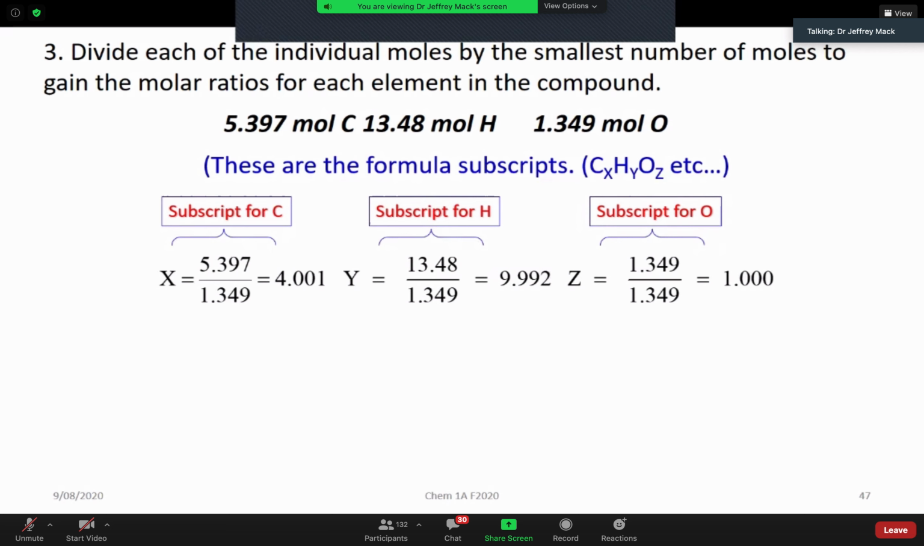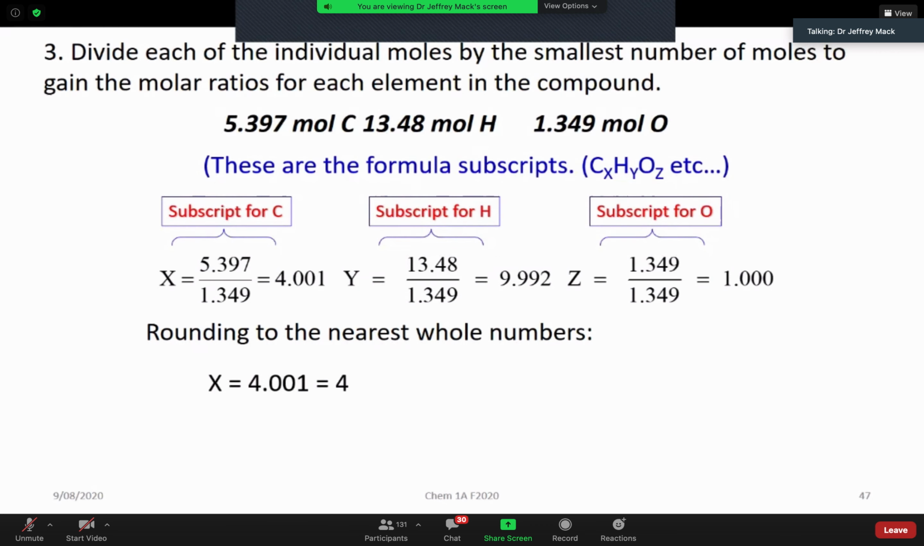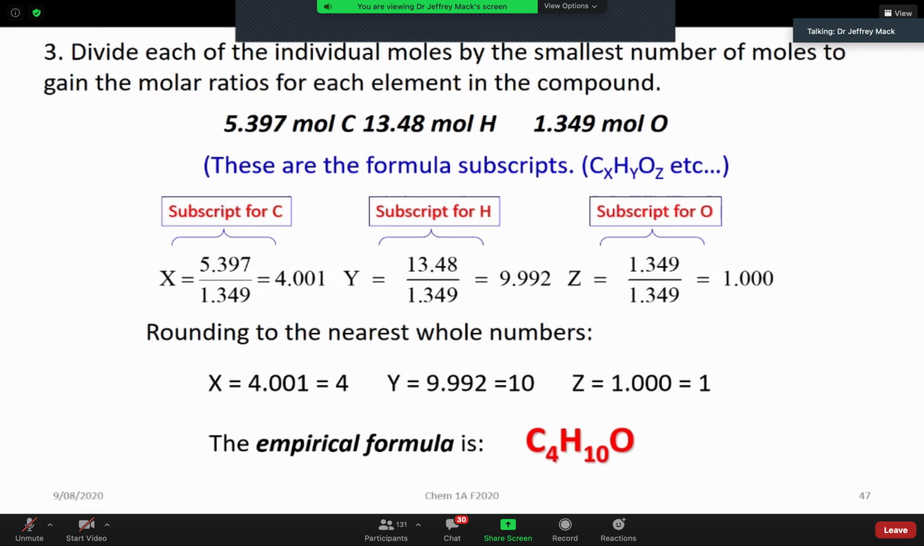Right? 4.001 is pretty close to what? Yeah, 4, right? Okay. If I've got 9.992, that's pretty close to what? That's right, 10. Good. And then 1 is 1, right? So that means our empirical formula is going to be C4H10O, and I cannot simplify that further. Now, if it was the case that I could, well, then I would just do so, right?